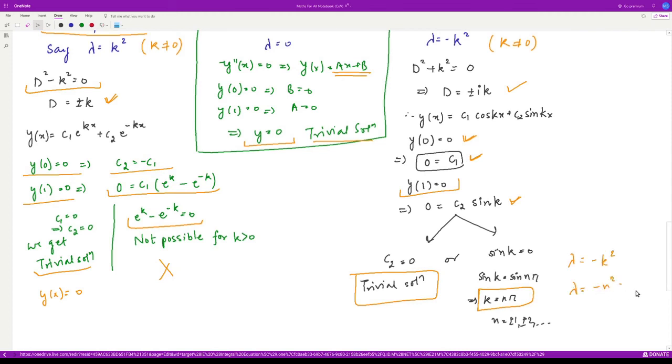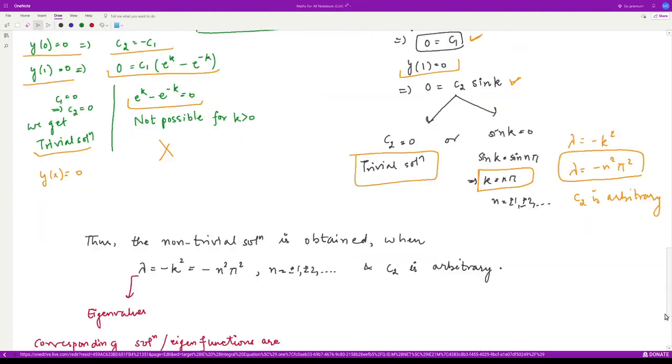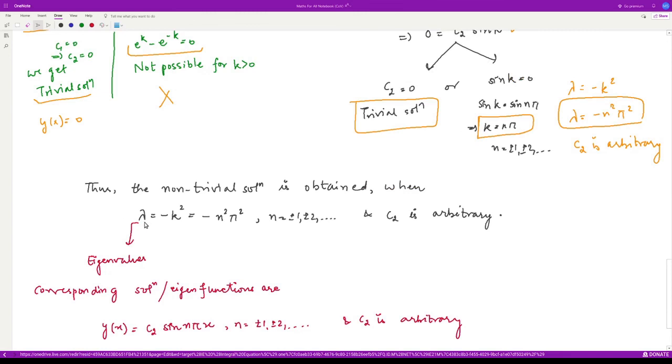So this is our eigenvalue which we are looking for. And what is the solution? Here c1 is 0 and c2 is arbitrary. That means it can take any value. So we reach our non-trivial solution. It would be for all those values of lambda where it is negative.